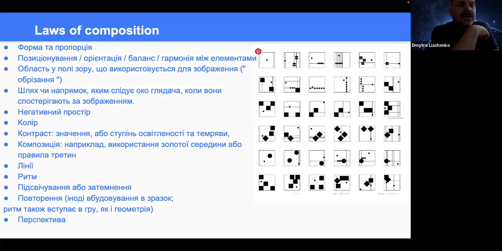Color, contrast, light or dark elements. Composition, lines, rhythm, lightening, repeating, and perspective.